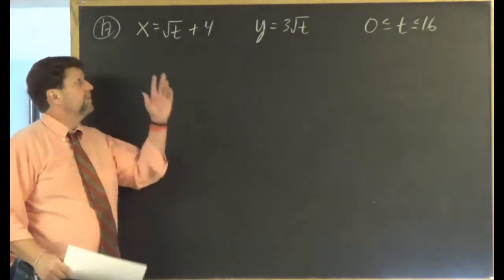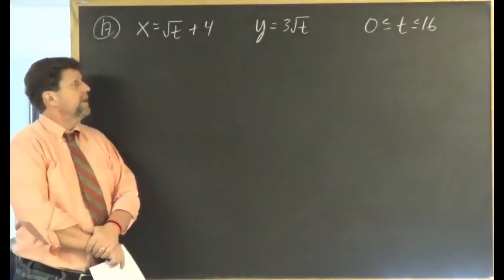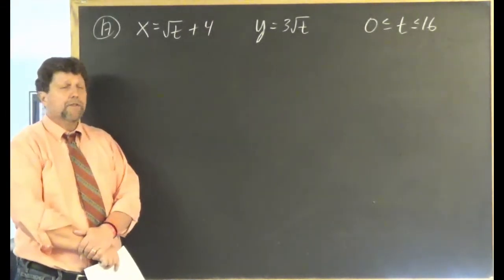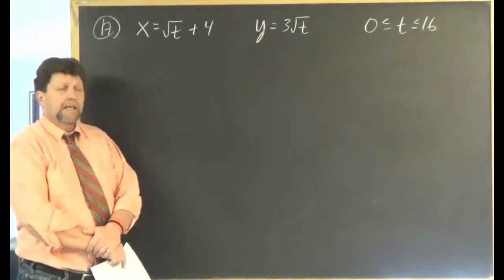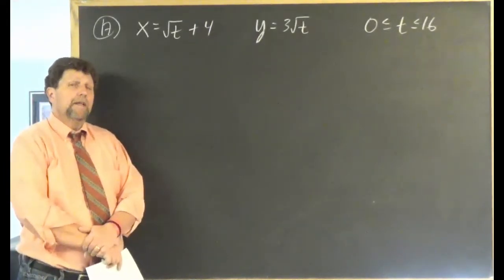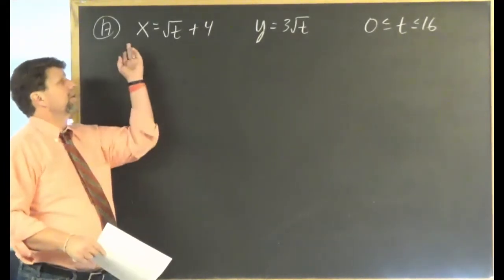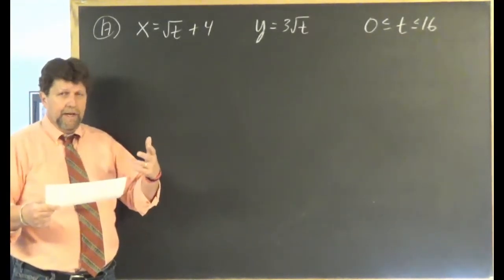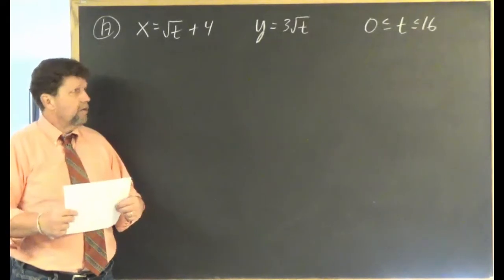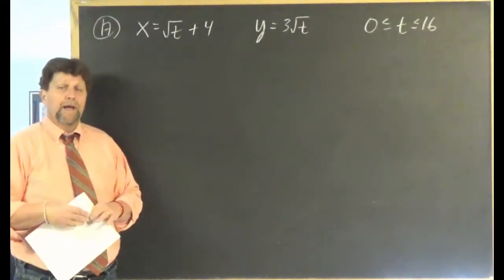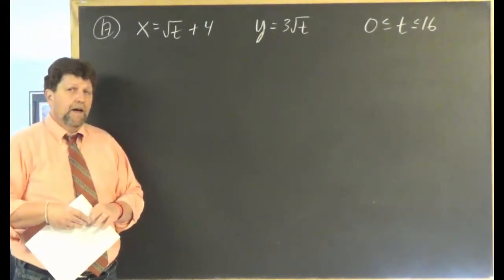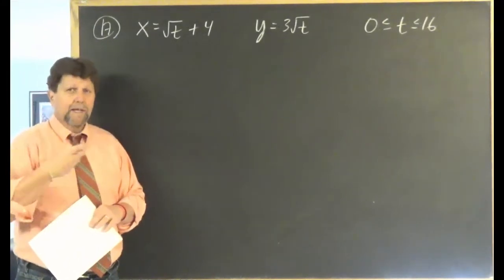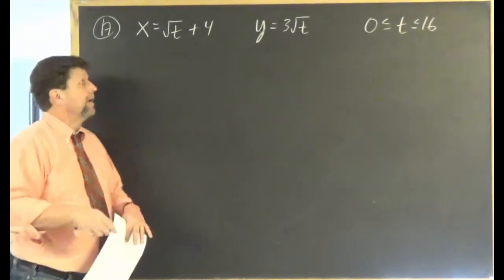Hi folks, you have x equals square root t plus 4, y equals 3 square root t, and t's on the interval 0 to 16. That's what number 17 was. And in part A, you were asked to eliminate the parameter to get a rectangular equation. I can see a couple of ways to get started here. But I'm just going to focus on what jumps out at me as the most direct way.